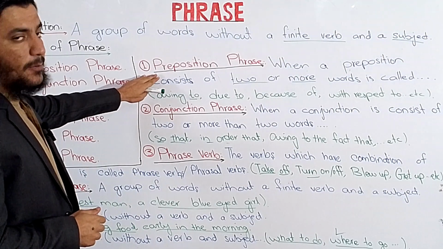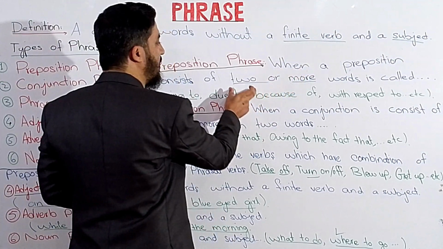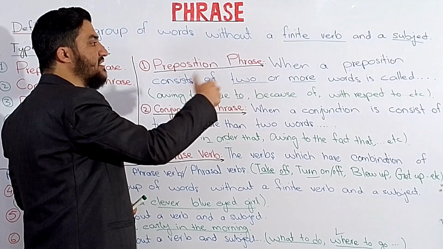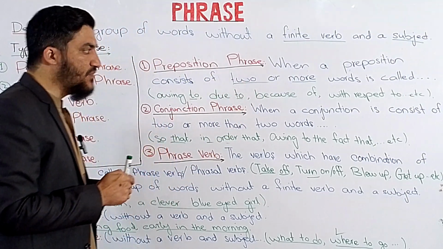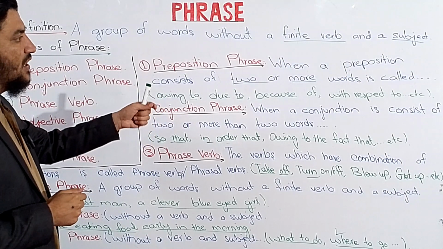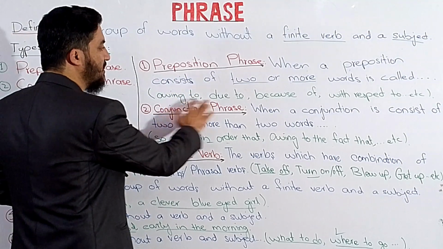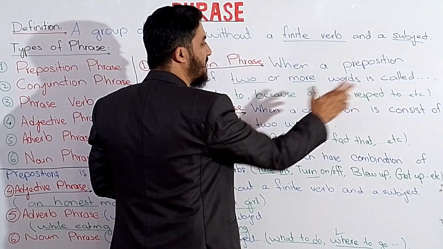So what is a prepositional phrase? जब भी प्रीपोजिशन के साथ एक या एक से ज्यादा वर्ड और लग जाते हैं, whenever there comes an additional word, one or two, with the preposition, it becomes a prepositional phrase like owing to, due to, because of, with respect to that, ठीक है.